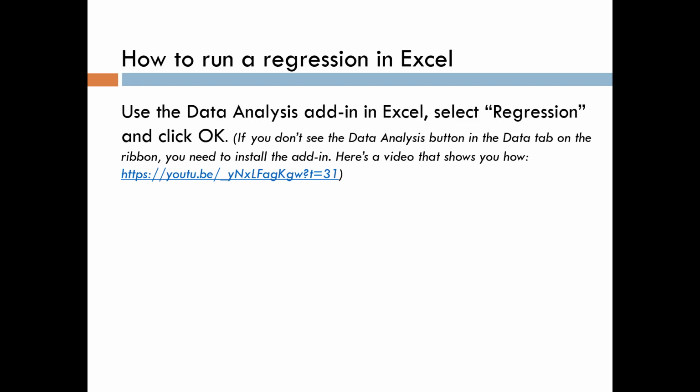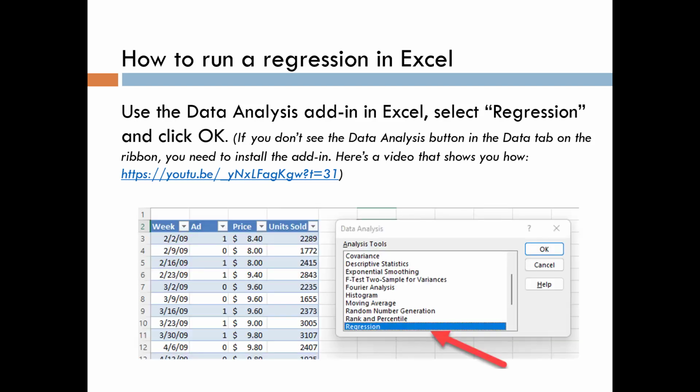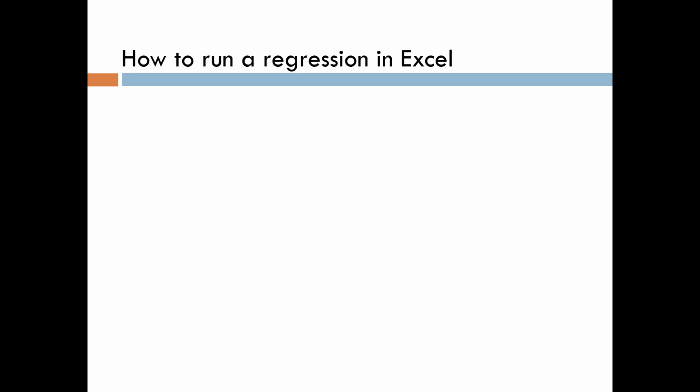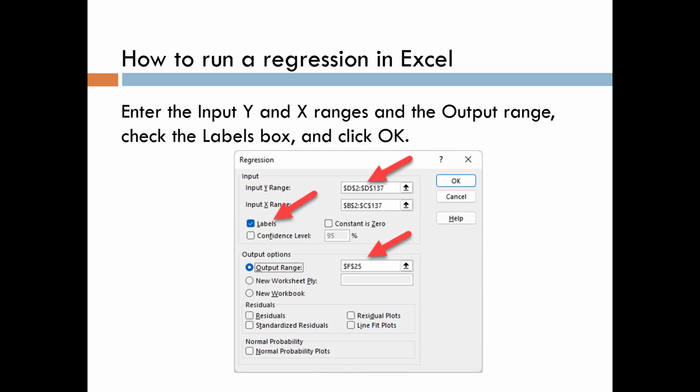You will need to use the data analysis add-in in Excel. If you don't have it, check out the link to the video that shows you how to install it. Open the file, and once you have the data analysis add-in running, select regression in the list of options. We will include both price and ads as our independent variables. Enter the input ranges for y and x and the output range as shown. Check the labels box and click OK.